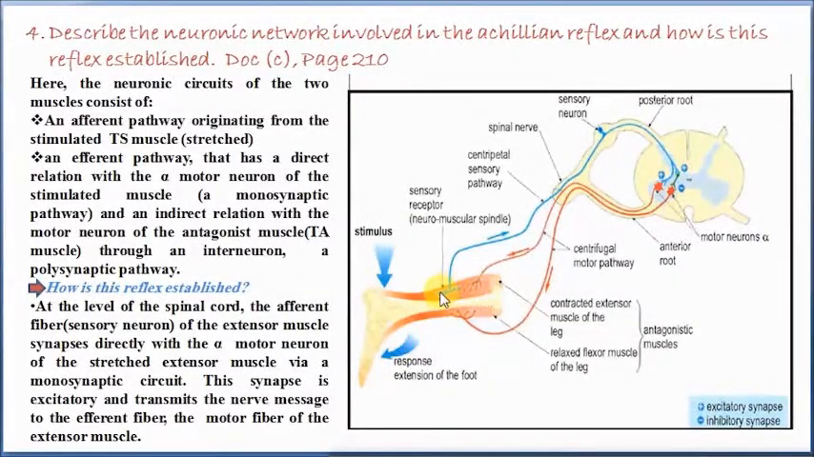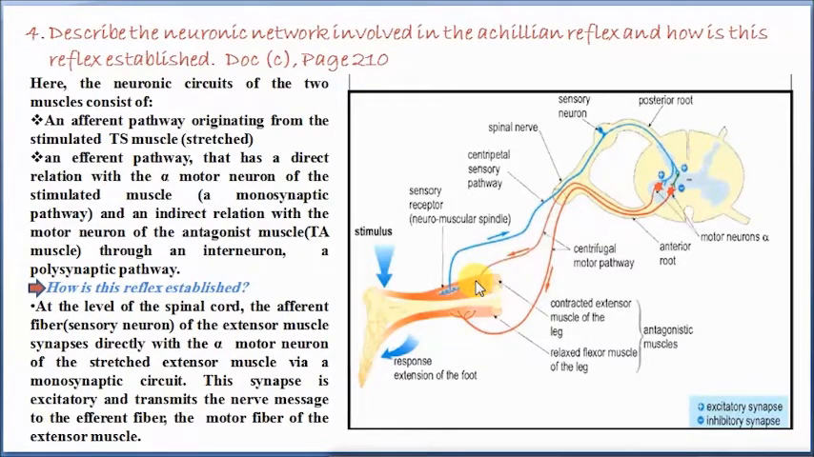Again, I'm going to repeat, this is the extensor muscle, the TS. This is the neuromuscular spindle. This is the sensory neuron having a centripetal pathway going into the spinal cord. As you follow the arrow, it is going to synapse with the cell body of the alpha motor fiber or the alpha motor neuron. Follow the pathway down, going to the same muscle. This is the motor end plate. This is something we have talked about before.